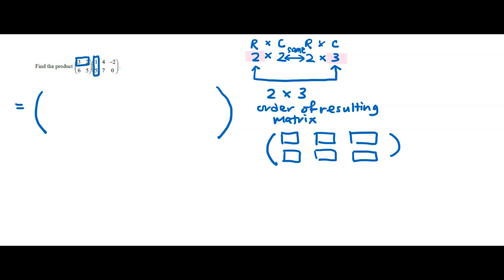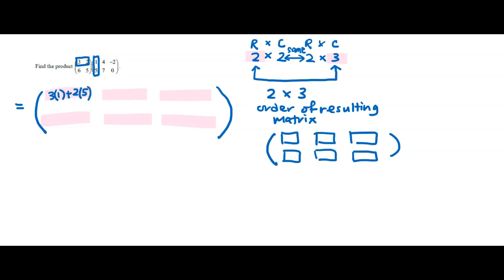Allow me to put in this pink color highlighter these slots for you to fill in with entries, so that will help you understand what is expected to be put in. The first row multiplied with the first column is going to give me 3 multiplied with 1, so that's 3 multiplied with 1 plus 2 multiplied with 5.